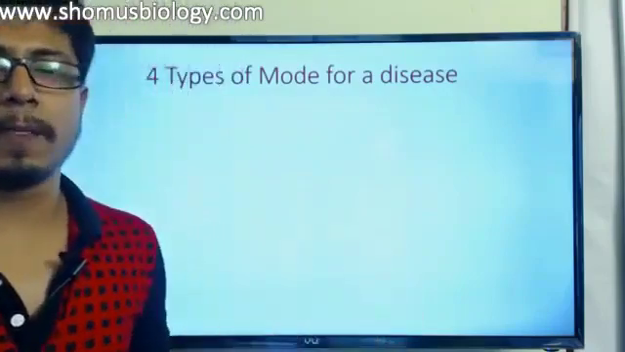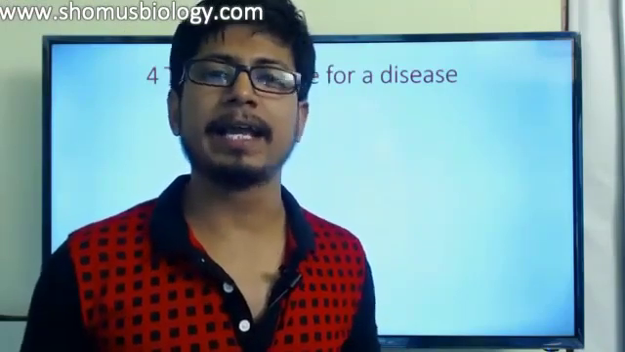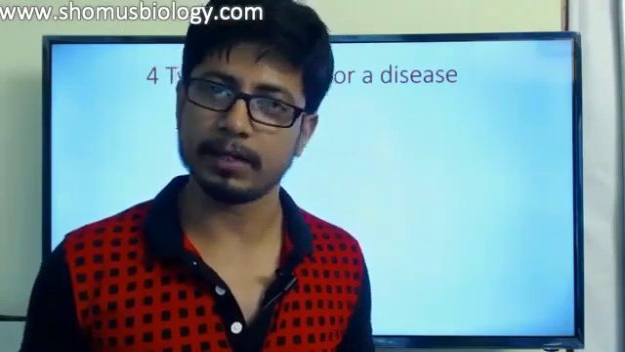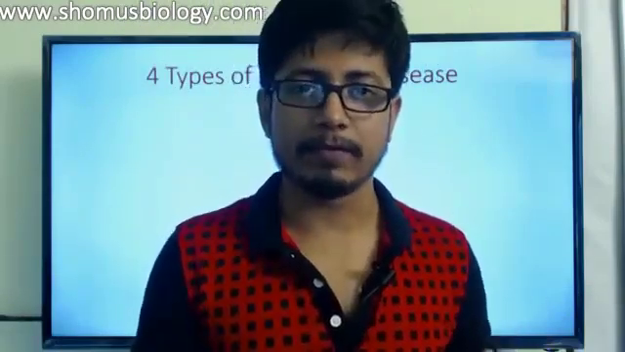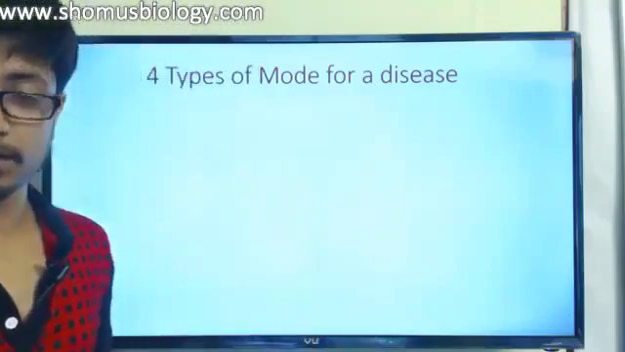So first of all, in human pedigree, by looking at and analyzing a pedigree, we can tell that a disease can have 4 separate modes, right? Mainly 2 major modes, that can be dominant or recessive. And among dominant, we have autosomal dominant and X-linked dominant. Similarly, in recessive, we have autosomal recessive and sex-linked recessive or X-linked recessive. So there are 4 modes of a disease that can occur.